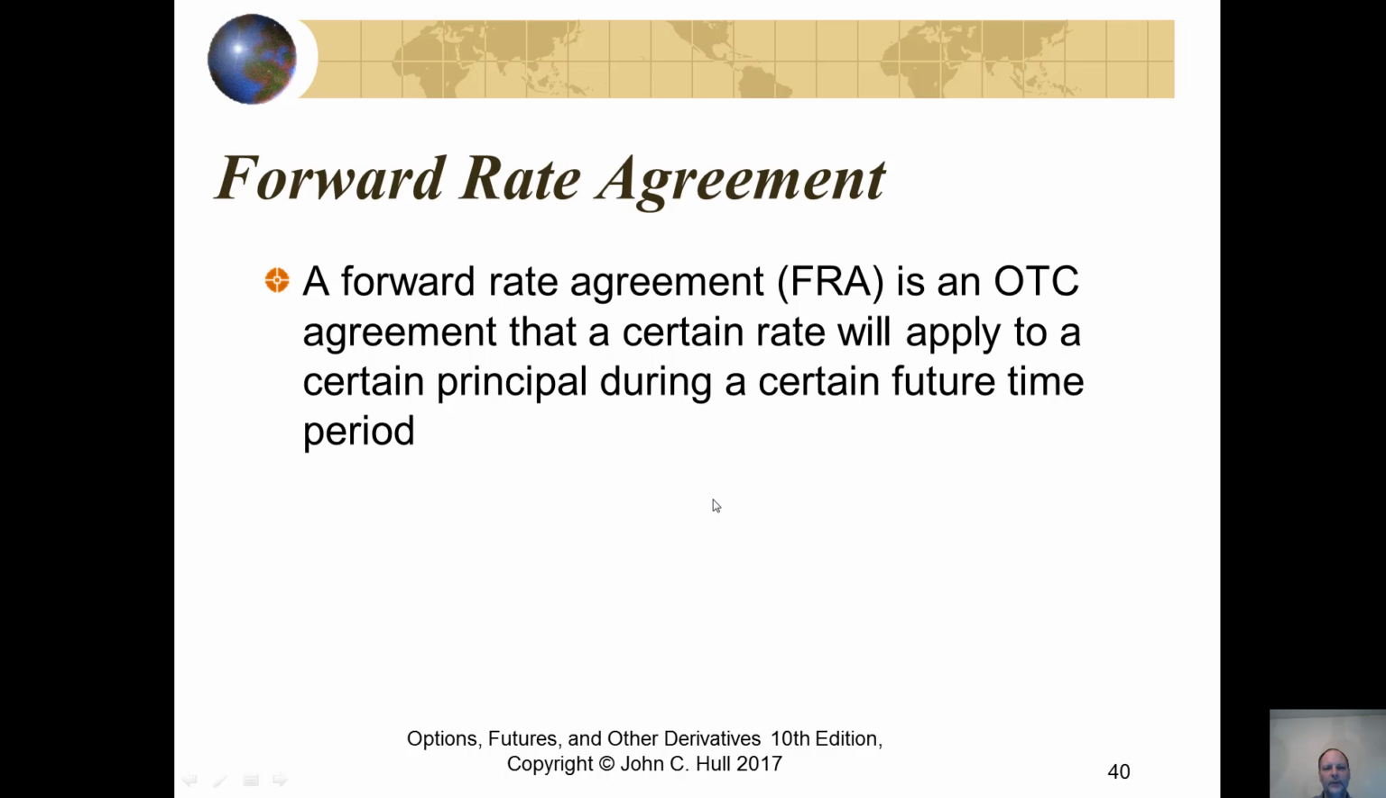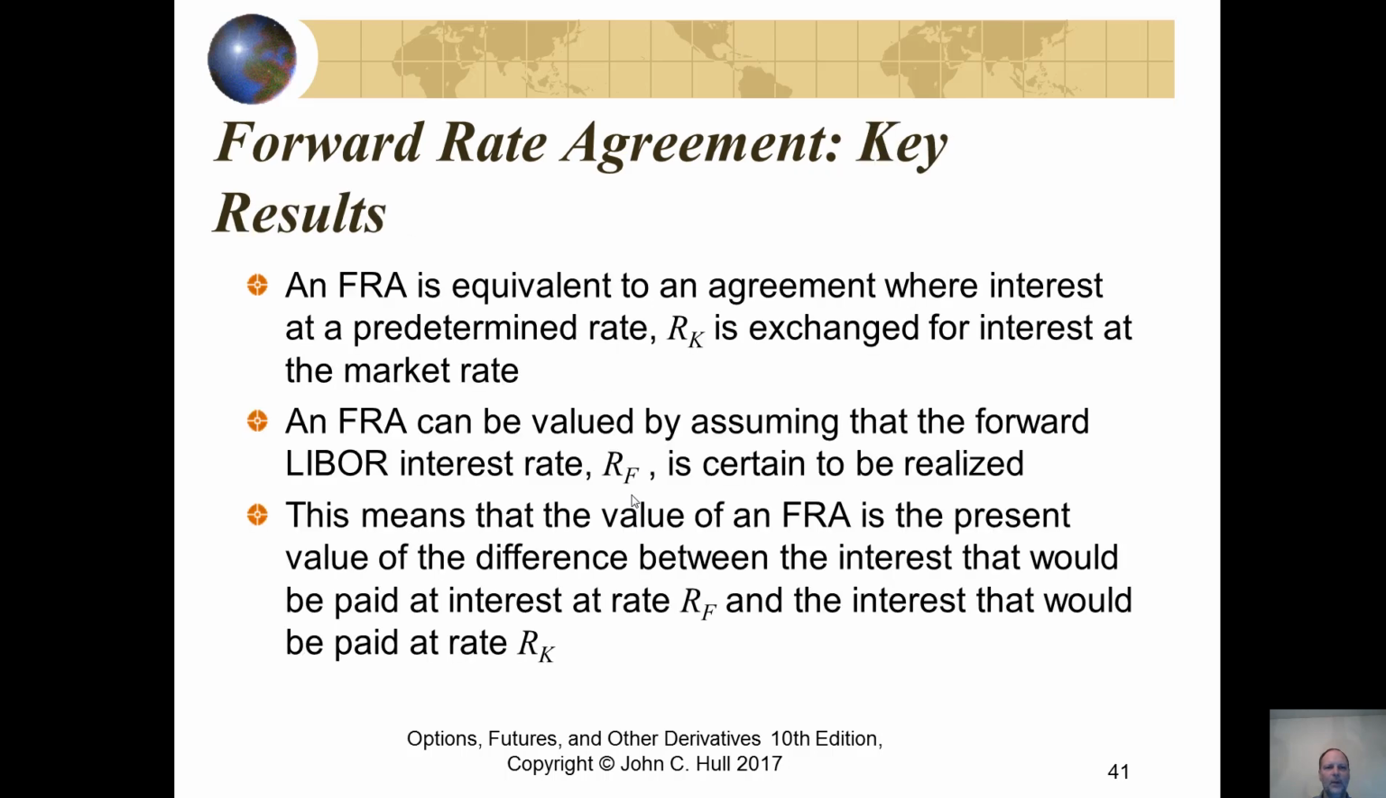Forward rate agreements, and the sum of them, which will be swaps, which we will study later. A forward rate agreement is an over-the-counter agreement that a certain rate will apply to a certain principal during a certain future time period. It is a mechanism for companies to lock in interest rates sometime in the future. We can look at an example of a forward rate agreement.